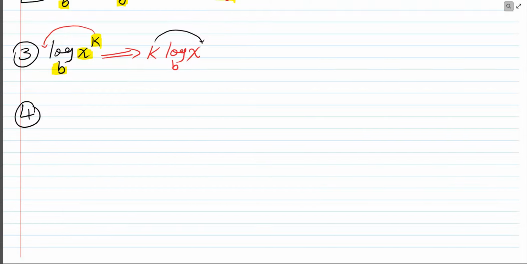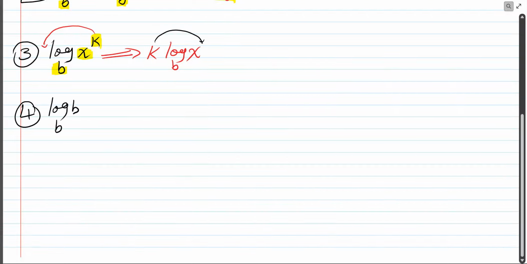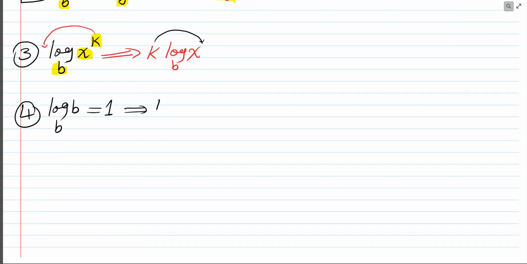Students, the fourth property is called the inverse property. In case you have log base b of b, where your base and the number given are the same, in this case your answer equals 1. For example, if I have log base 3 of 3, in this case I will get 1 because 3 to the power 1 equals 3. This is the meaning. If we write it as exponents, it's 3 to the power 1 equals 3. In the previous video I explained how you convert. So log base b of b equals 1.